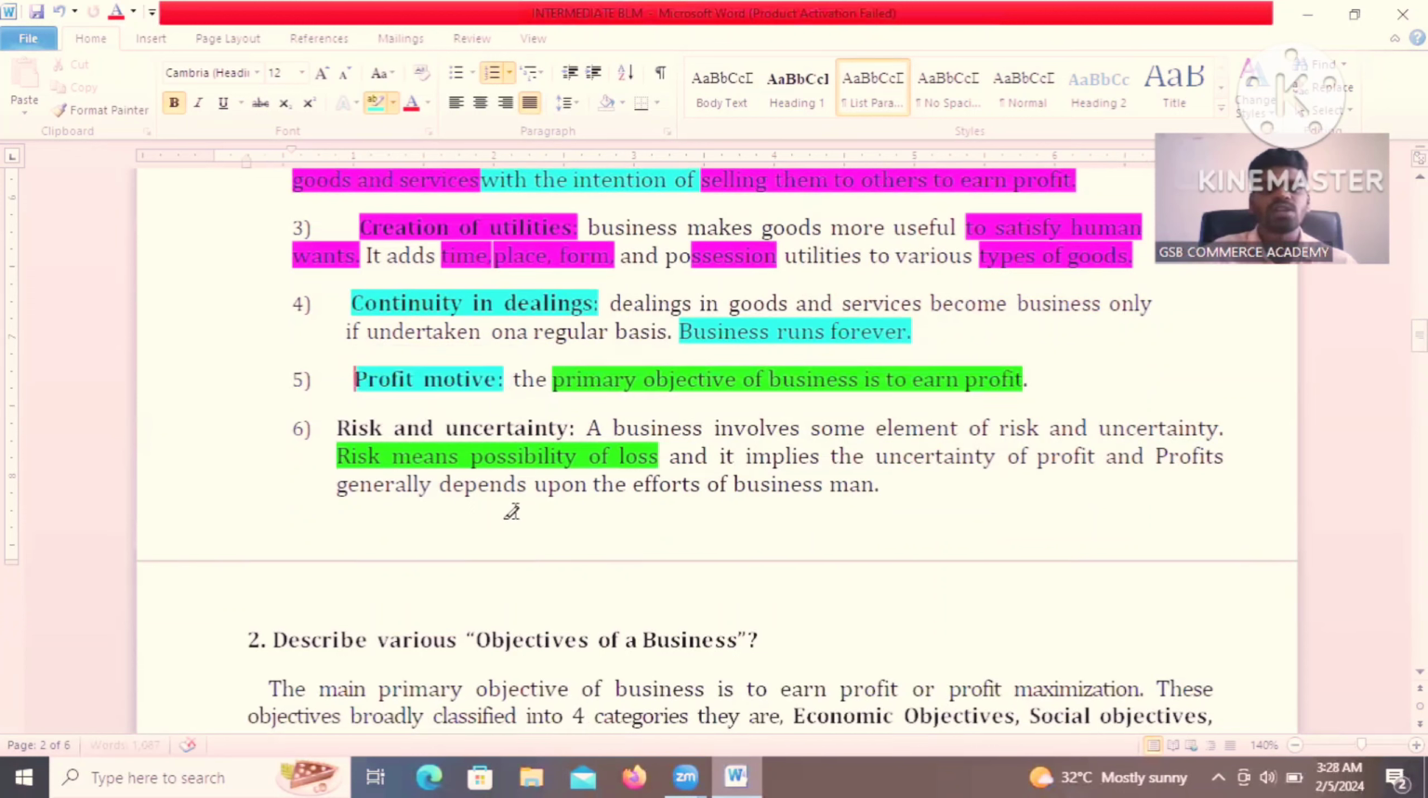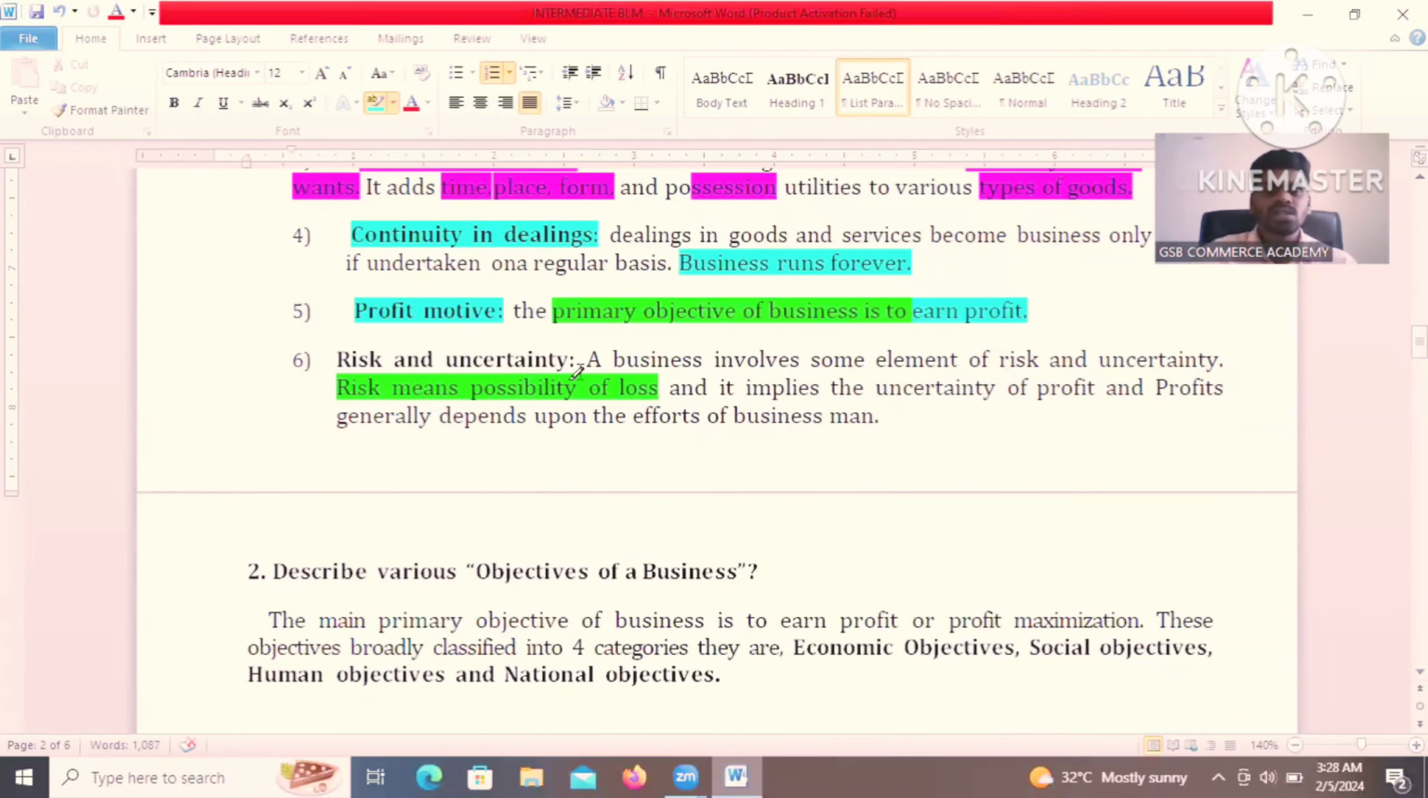And a very important feature is the profit motive. Every business starts with the intention of earning more profits, and also minimization of cost. This is the main objective of every business. The primary objective of business is earning more profits. With that intention, it provides the best quality goods and services to every human being with minimization of cost.